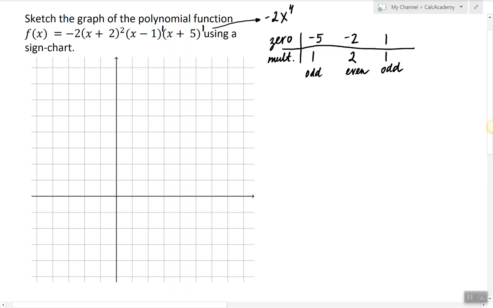That means the graph of this function f of x will look like the graph of -2x to the 4. And -2x to the 4 is a power function whose graph we know just by looking at the leading coefficient and the power. So this graph will look like this. So it's going to be opening down on the left and down on the right.